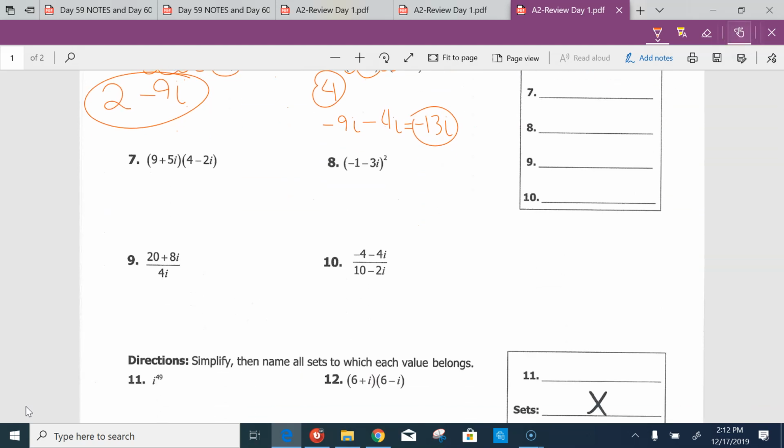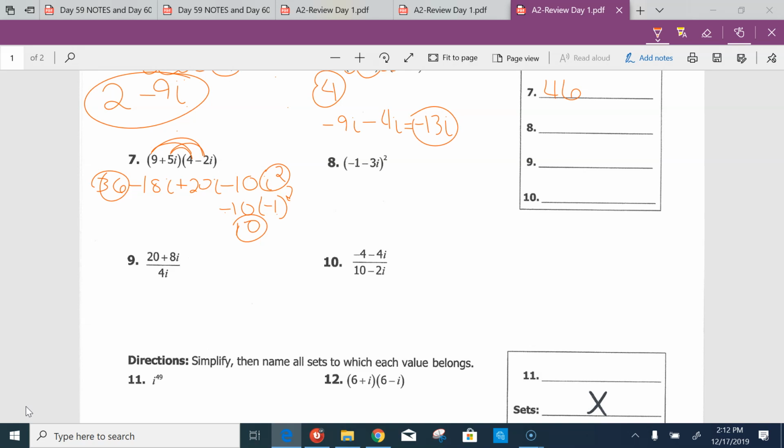Number 7. This now finally is going to be a FOIL problem. 9 times 4 is 36. 9 times negative 2 is negative 18i. 5i times 4 is positive 20i. And 5i times negative 2i is negative 10i squared. So now I'm going to do what I did previously. I have this negative 10 times a negative 1, because i squared equals negative 1. Negative 10 times a negative 1 means I really have a positive 10. So positive 10 plus 36 more. 36 plus positive 10 is going to give me a 46. So there's the first part of my answer.